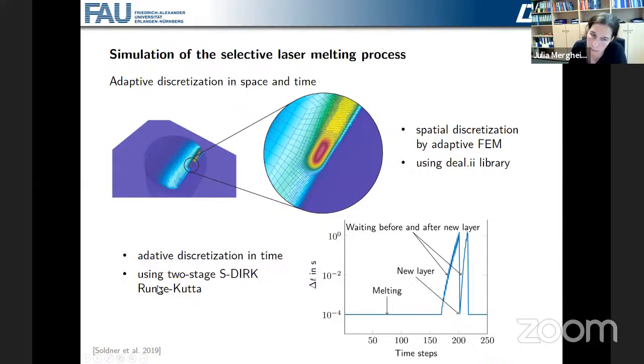The integration in time takes place by using a two-stage singly diagonally implicit Runge-Kutta method, which is second order accurate, and has the advantage that it includes, let's say, an error measure, which we can use to adaptively change the time steps. That is shown here in the diagram on the right-hand side. We see the time step size over the number of time steps. During melting, we need the small time step. If we wait until the next layer is applied or afterwards, the time step size is increased adaptively from 10 to the power of -4 up to 10 to the power of 0.